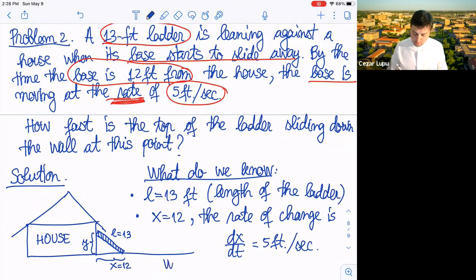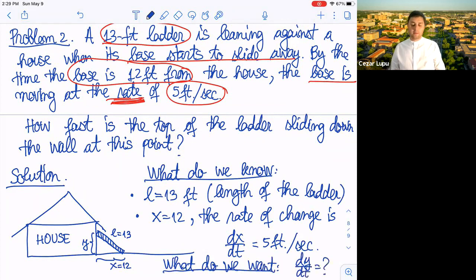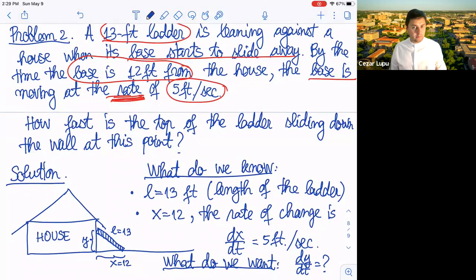What do we want? We want dy over dt, that's what we want. Great, but pay attention because this is tricky. So we want to find dy over dt at the rate when dx over dt is 5. All right. Now let's look at this guy here. Can someone tell me what this thing here is? It's a right angle triangle, right?